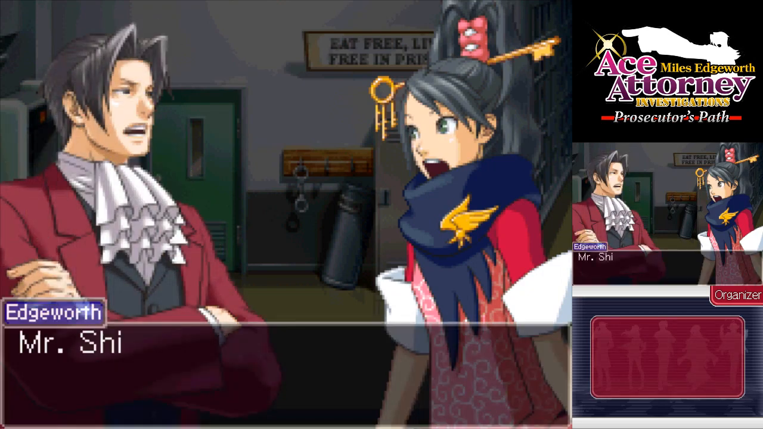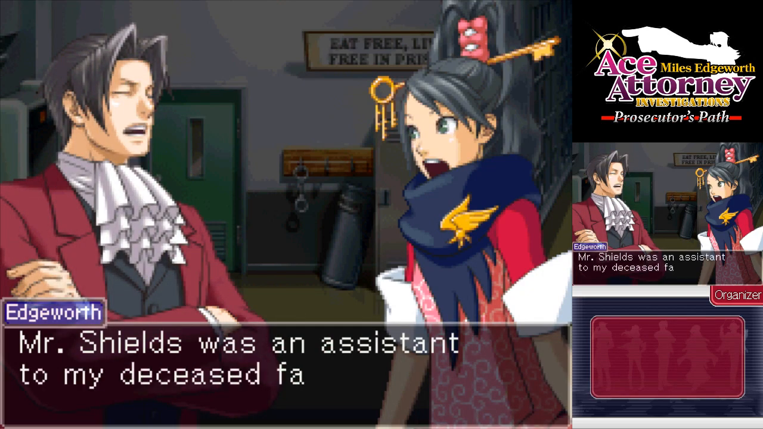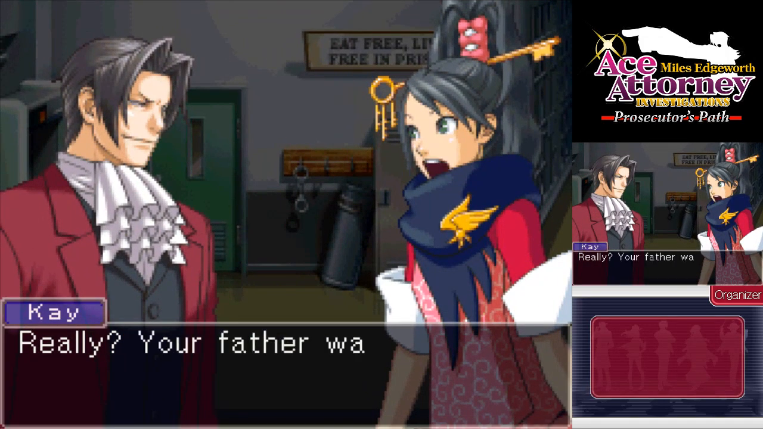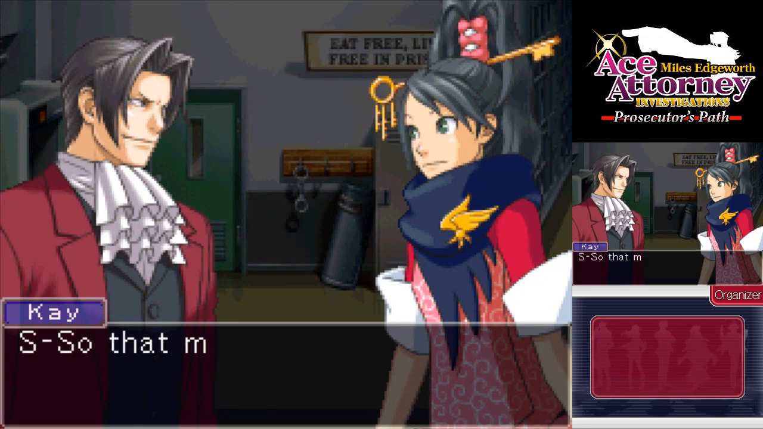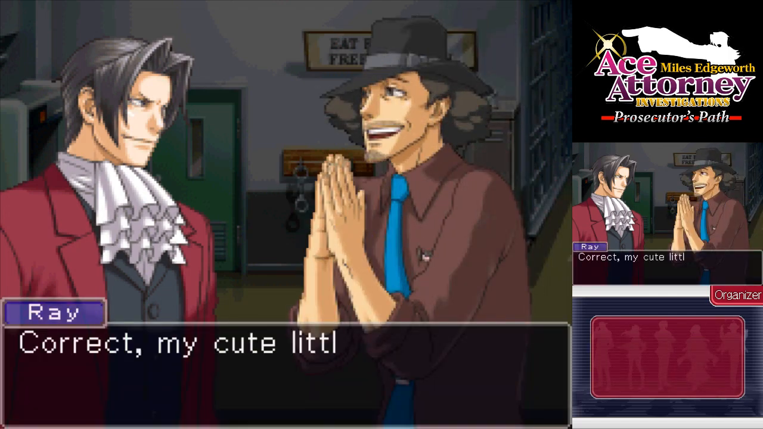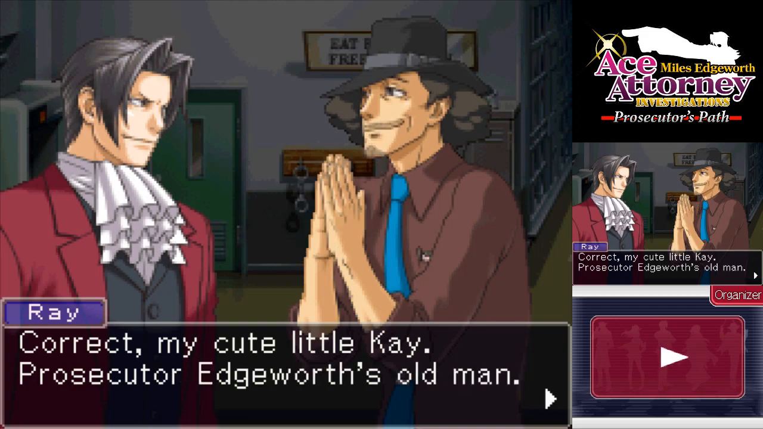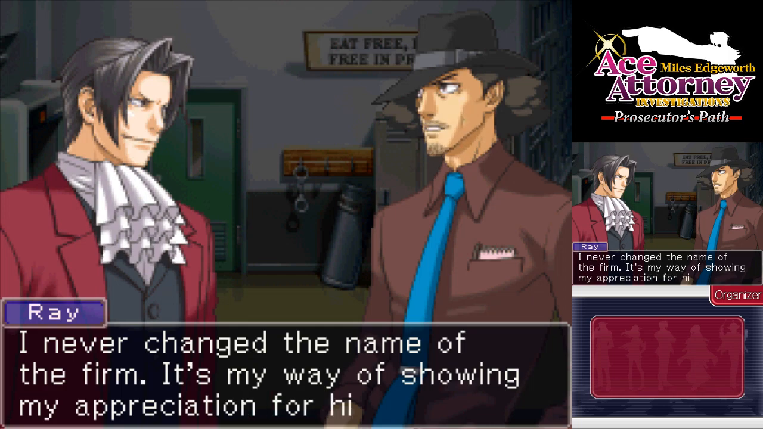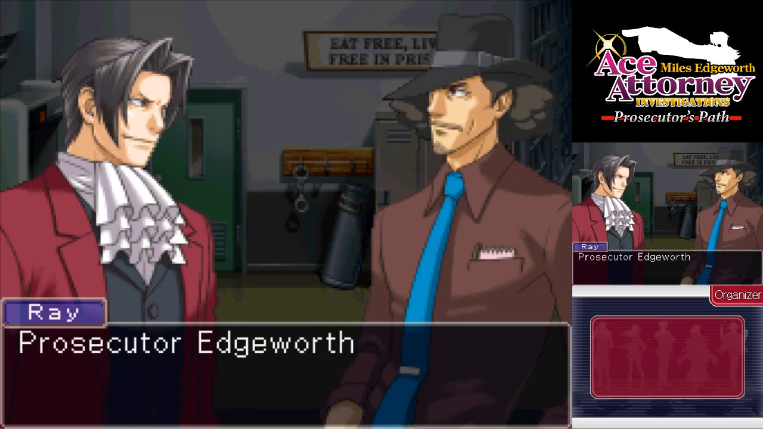Edgeworth? Mr. Shields was an assistant to my deceased father, Gregory Edgeworth. Really? Your father was a defense attorney? So that means that man Mr. Shields talked about is... Correct, my cute little K. Prosecutor Edgeworth's old man. I never changed the name of the firm. It's my way of showing my appreciation for his help. Prosecutor Edgeworth. No, wait, Miles.